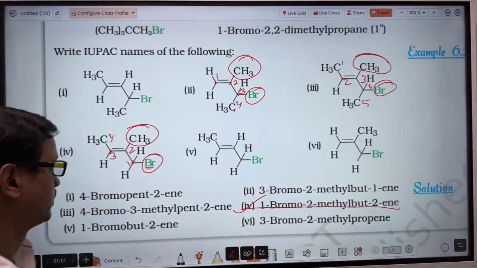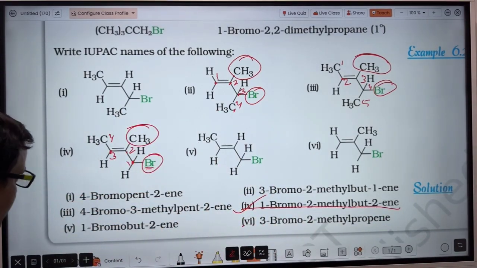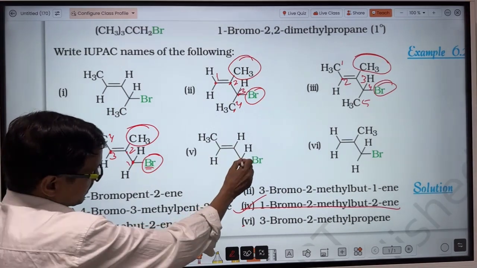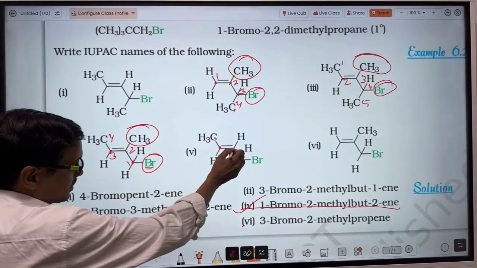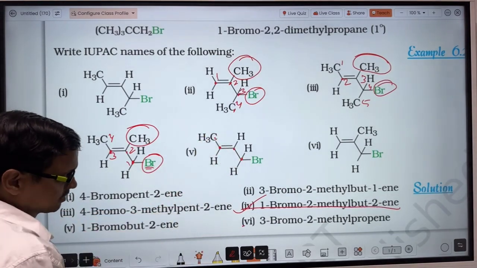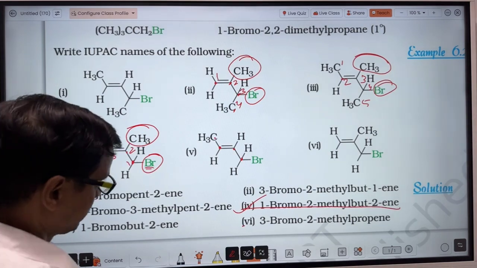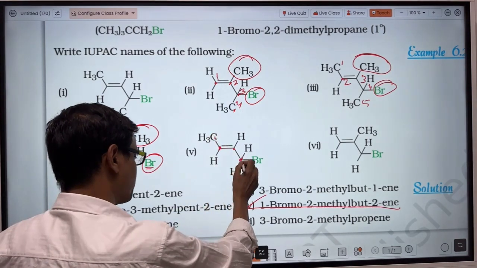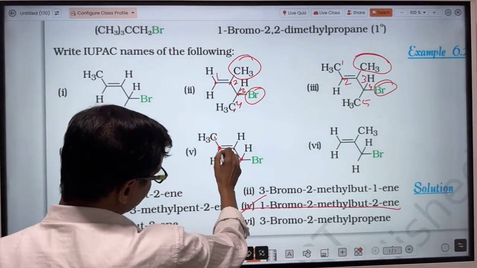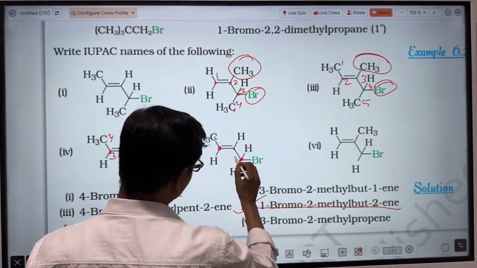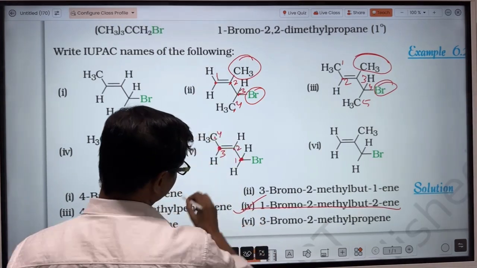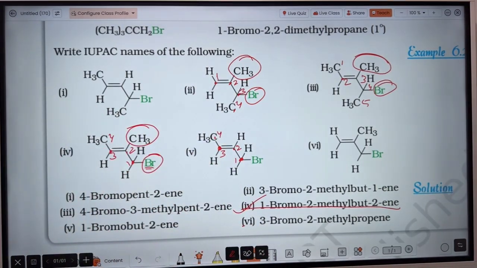Then after this compound, here bromine is at this carbon, and this carbon must be included in the main chain. So the main chain will be of 4 carbons. After that, you will have to do the numbering. Here the double bond is getting 2nd position and the functional group is getting 1st position. So you have to do the numbering from this side. So 1, 2, 3, 4. That is 1 bromo, but-2-ene. 1 bromo, but-2-ene.